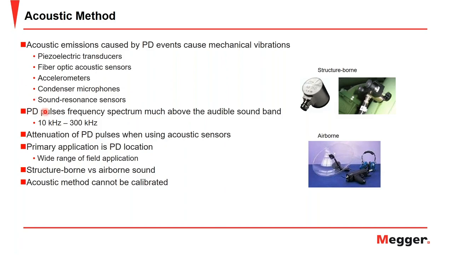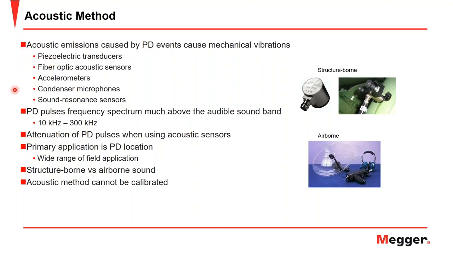And these PD pulses, their frequency spectrum is much above the audible sound band, ranging anywhere from 10 kilohertz to 300 kilohertz. And similar to the electromagnetic method, attenuation of the PD pulses is a real issue when using the acoustic sensors. And again, it's based on many variables, such as the frequency, geometry, reflection, refraction, conductor material, physical boundaries. All of these can affect the attenuation of the acoustic signal.